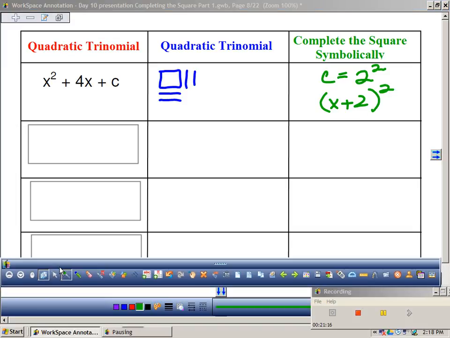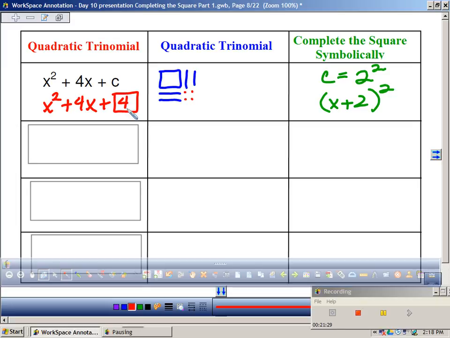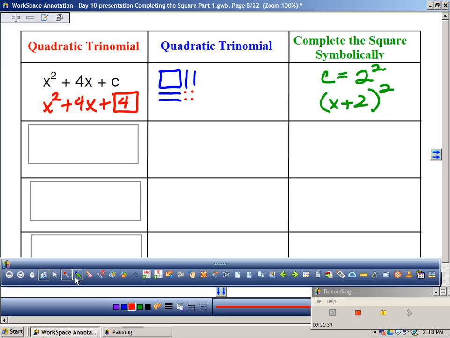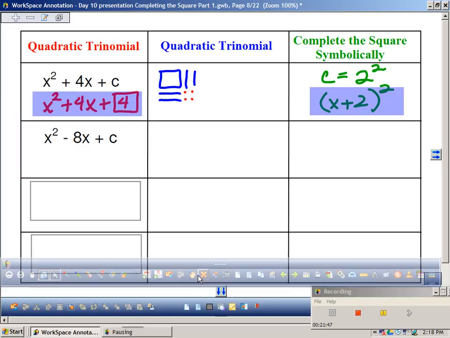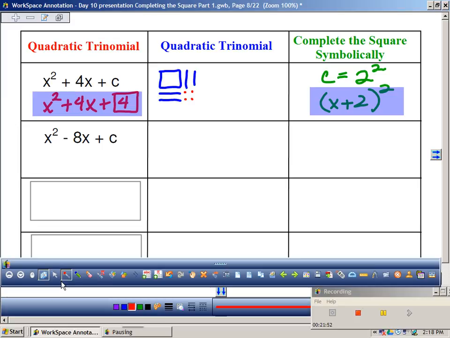Let's double check. X squared plus 4x plus what makes a perfect square binomial? Let's see how many. 1, 2, 3, 4. Is it 2 squared, 4? So in essence, these two things right here are exactly the same thing. They're just in different forms. All right, you want to see another one? I'm going to show you. You're going to be able to do it in your head. Once we do this with pictures, you'll be able to do it in your head like that.